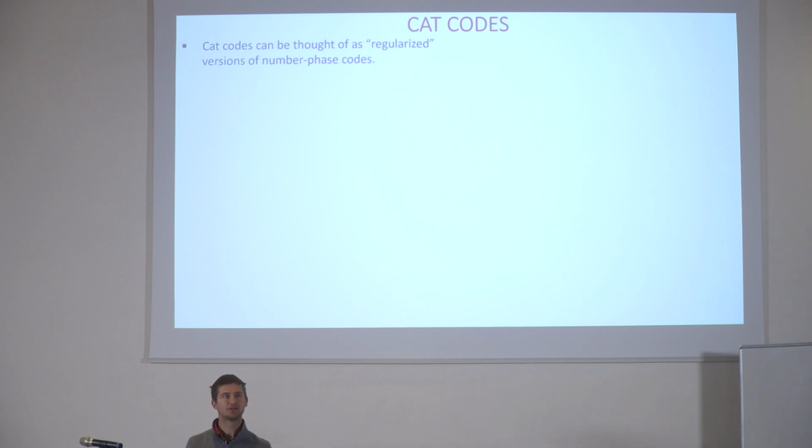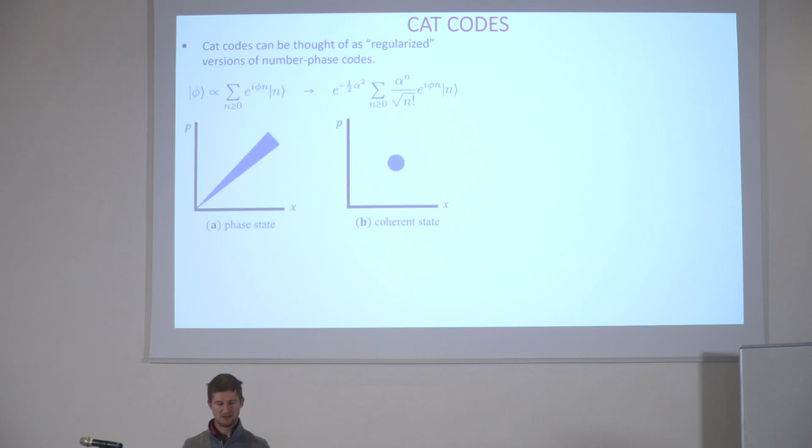Let's introduce the cat codes as follows. If you draw a phase state in the phase space of the oscillator at angle phi, the only parameter here is phi. What does it look like? It's a ray at phi that goes off to infinity. It's an infinite superposition of Fock states, so it's not a normalizable state. Remember, the inner product of phi and phi prime blows up if phi equals phi prime.